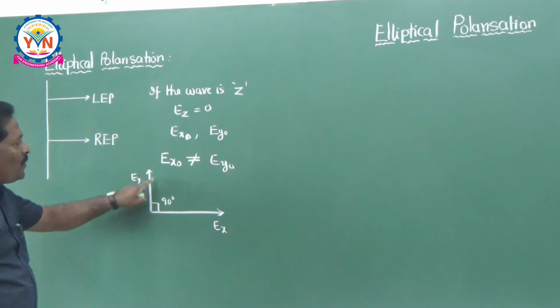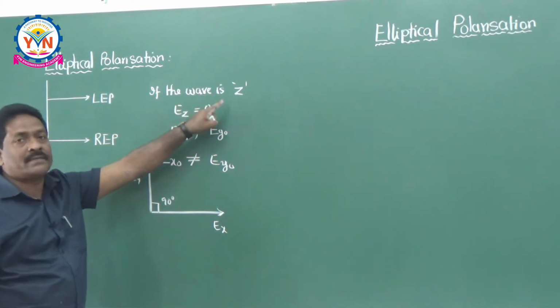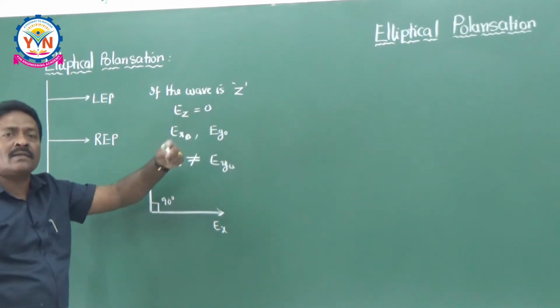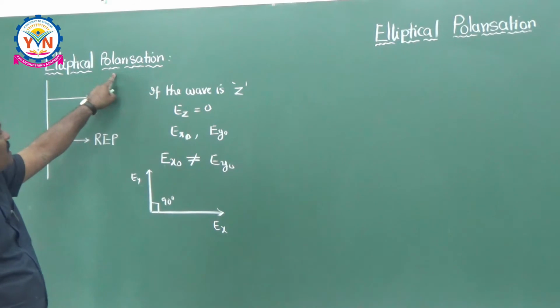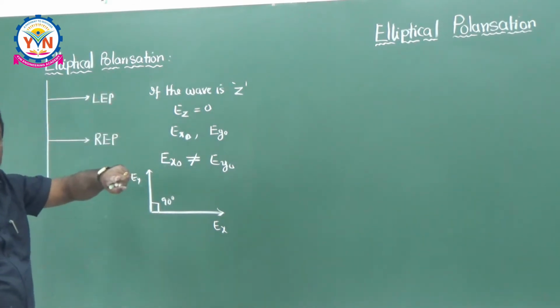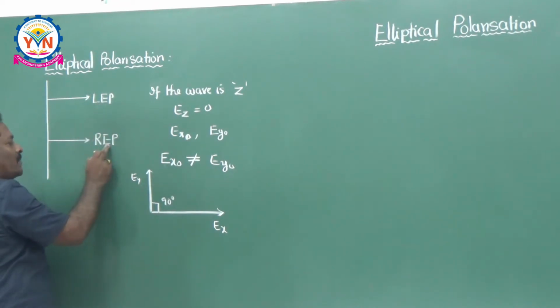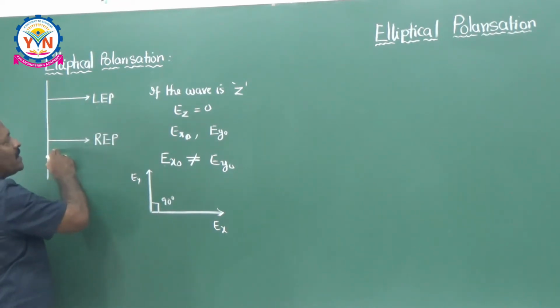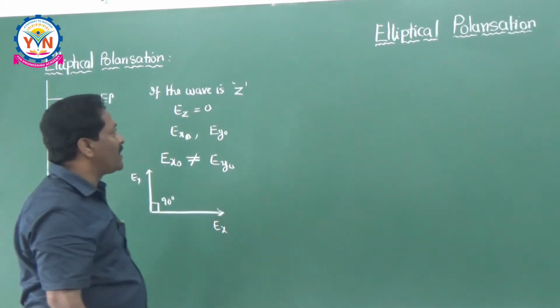If you impose these conditions for a wave which is propagating in the z direction, then the locus of E is nothing but elliptical. And these elliptical polarizations, like circular polarization, may be left elliptical or right elliptical. So, left elliptical polarization or right elliptical polarization. Let us see mathematically.